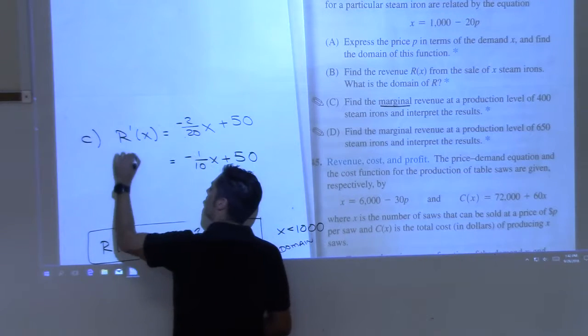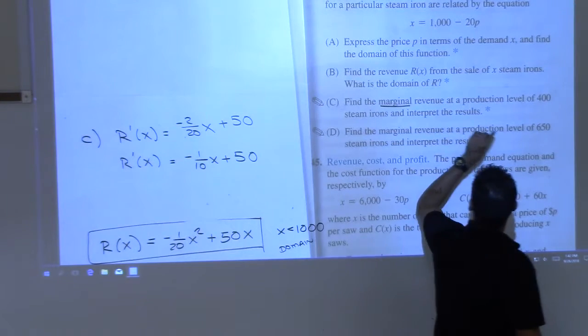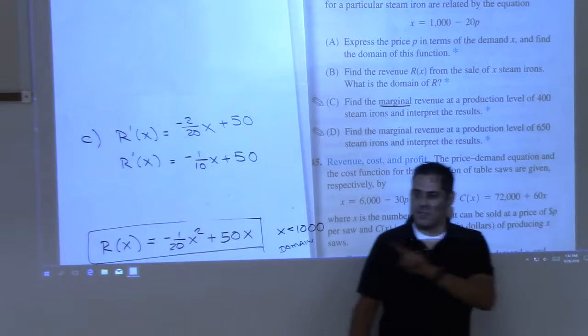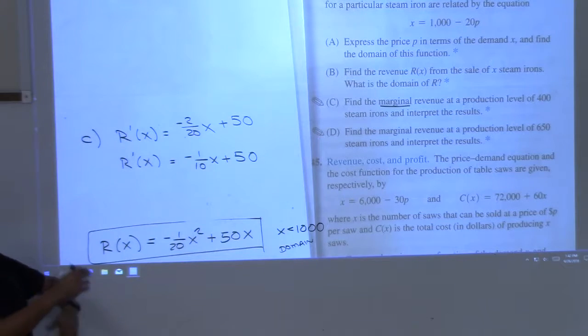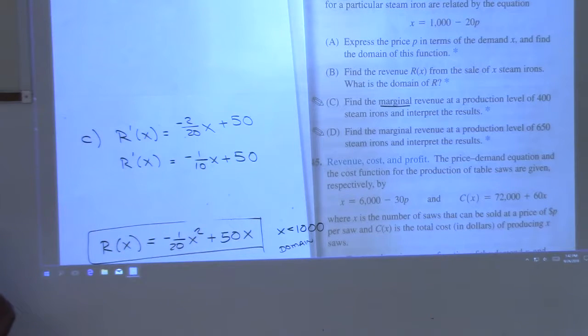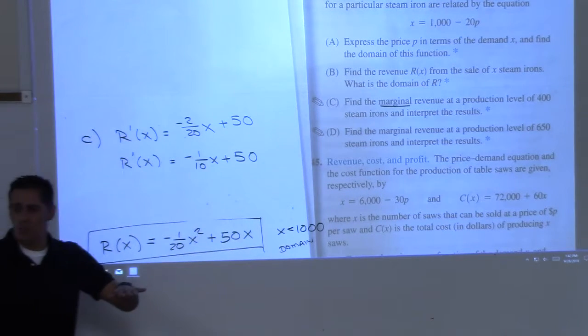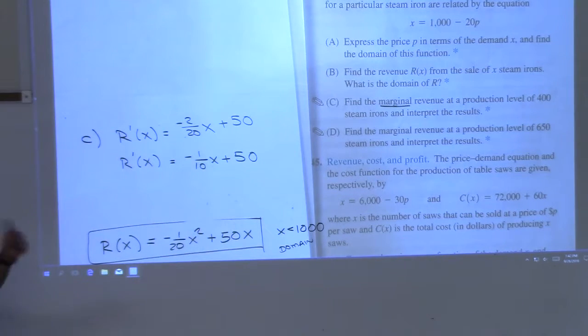And then this becomes negative 1/10 x plus 50. That's your marginal revenue. Now, we want the marginal revenue at what production level? 400. So now, this is where I think people get confused, and I understand the confusion. We want the marginal revenue at the production level of 400. This is not the question like before. Remember before we were saying, use the marginal revenue to approximate making the 51st bicycle or whatever it was. So we stepped back and went to 50. This is not asking that question. We are not using it to approximate anything. We want to know the exact production level at 400, so we will just plug 400 in.